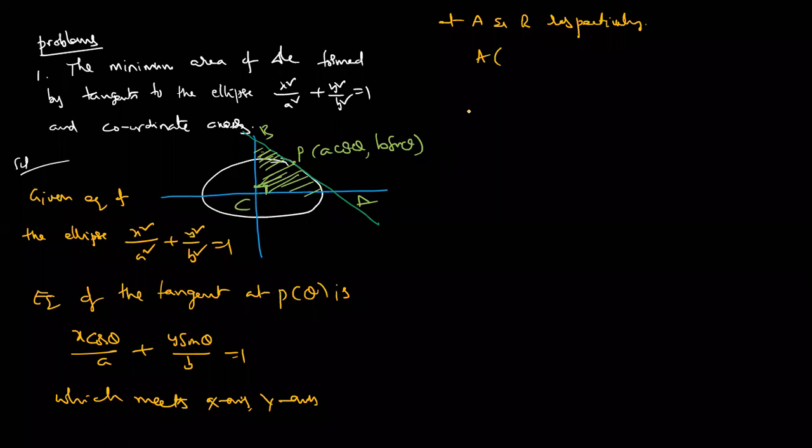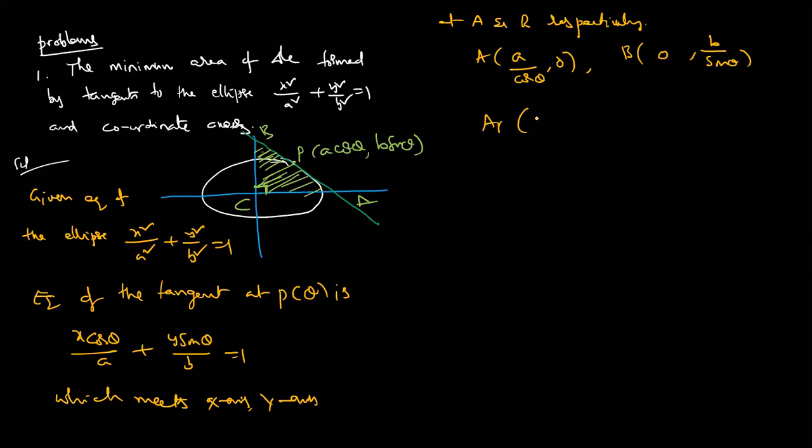What are the coordinates of A? Put y is equal to 0. What result is coming, anyone? A by cos theta, comma 0, dear students. See. What about B? Put x is equal to 0. Meets the y-axis means x is equal to 0. Y is what? B by sin theta.